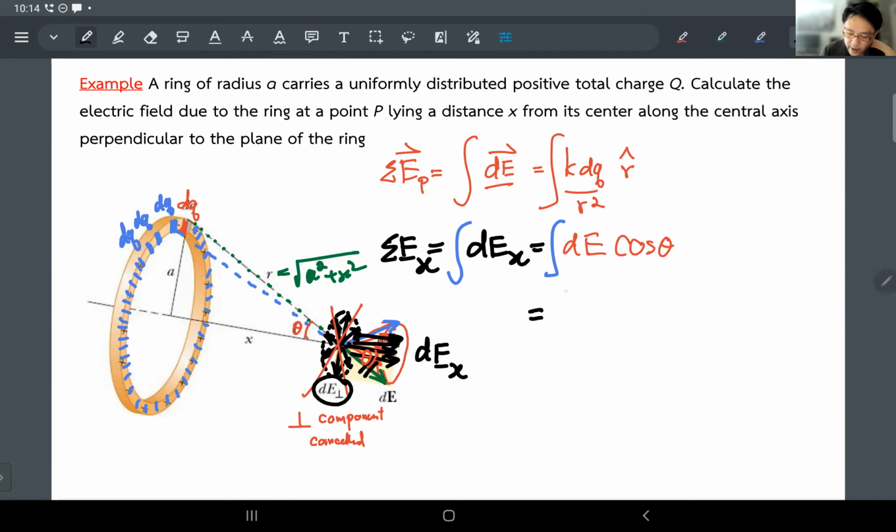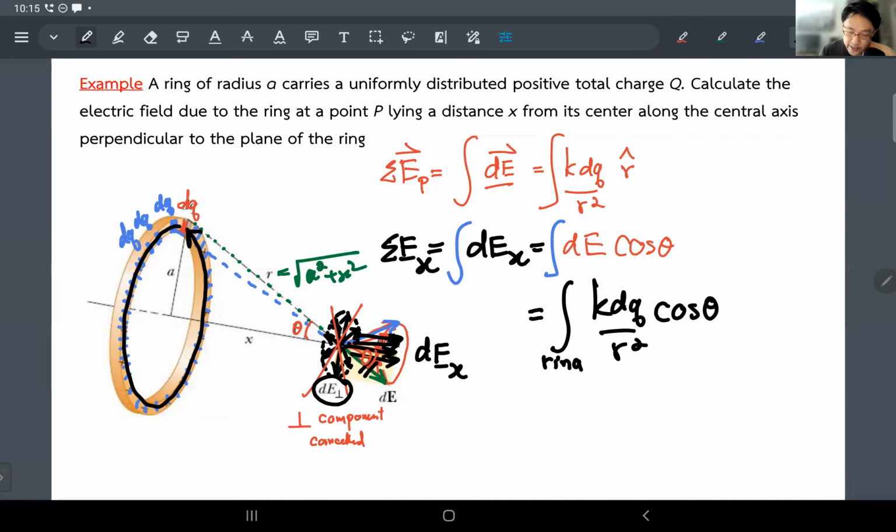So what I'm getting right now is going to be the integral of k dq over r squared cosine theta. That's what you have to integrate. And you're going to integrate every piece of the dq around this ring. So you still have a problem: how am I going to do that integral? But at least I can say it's around the ring. Let me just put rings on there. I have to do all of the dq on the ring. It sounds bad, it looks bad, but it's not.